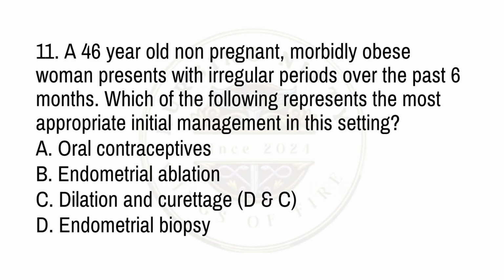Any type of abnormal vaginal bleeding should raise the concern for hyperplasia or malignancy. This patient is at higher risk due to obesity, so endometrial biopsy should be the first step. Hysteroscopy or D&C might be indicated if a diagnosis remains unclear. Either oral contraceptives or endometrial ablation may be appropriate afterwards.